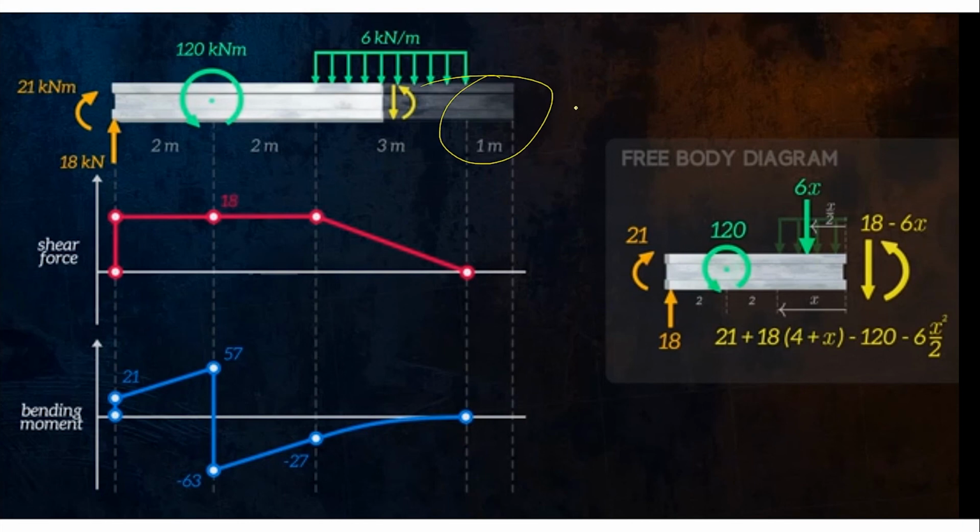Meron bang load? Wala naman, di ba? Wala po. Kasi ang concentration lang ng load ay yung 6 hanggang dito lang. So dito wala nang load kaya ito flat. Walang slope, no? Wala siyang rectangle. Ito naman pababa sa 0, kasi yung force ay 0 na. Ito naman pag ganun, 0 na rin.